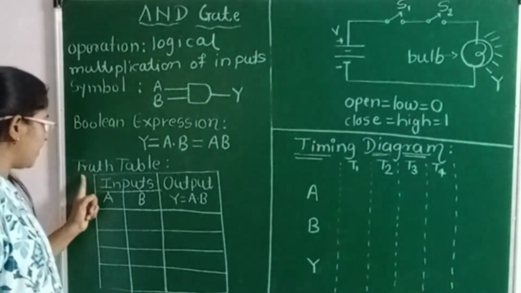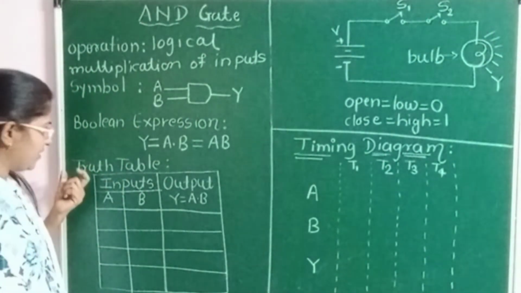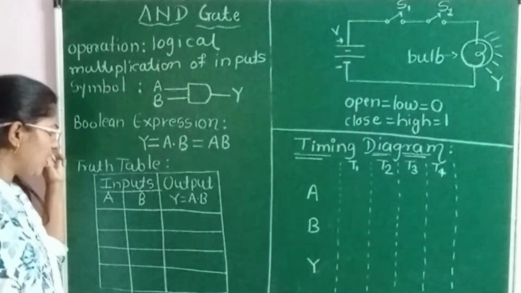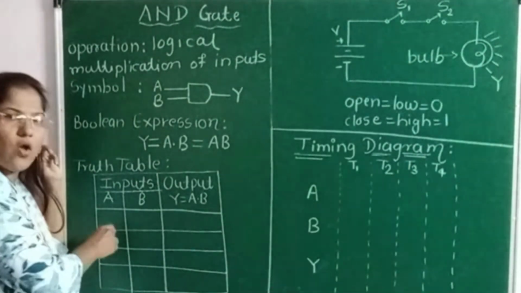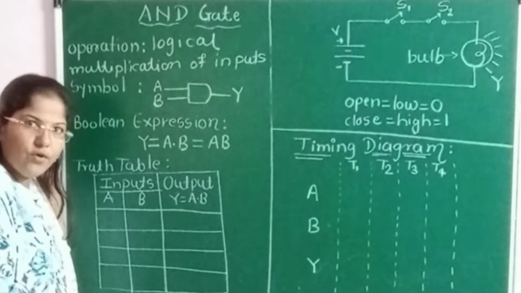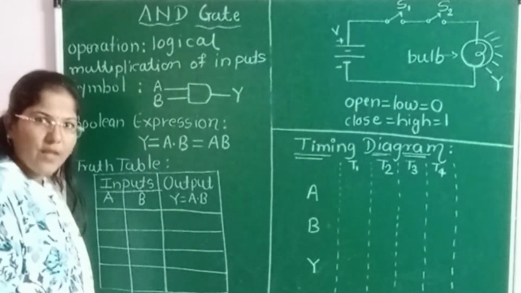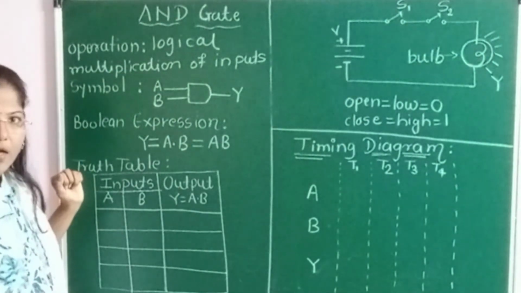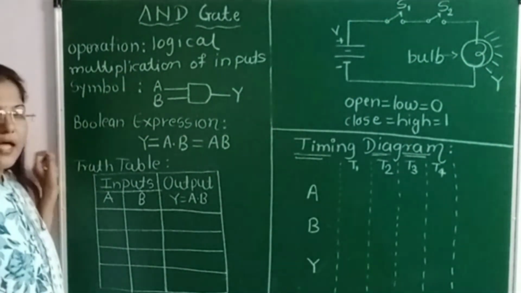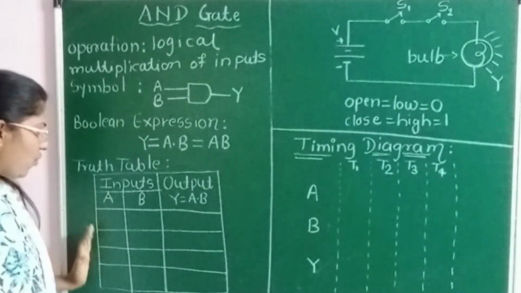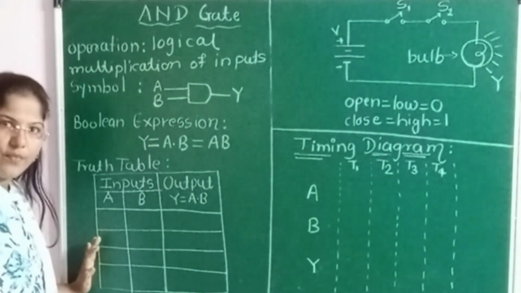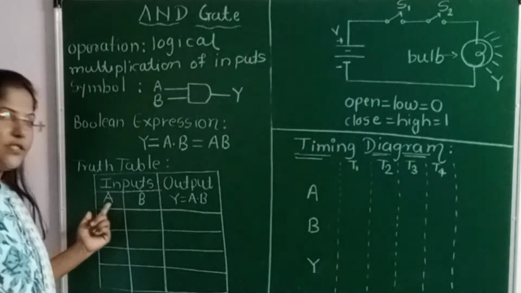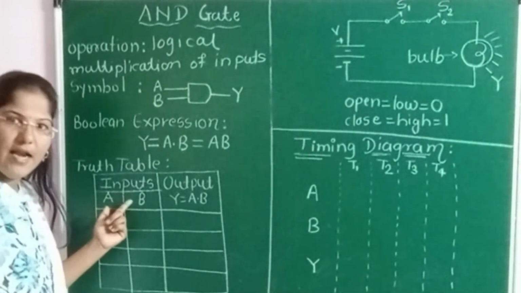Now the next one is the truth table. What is a truth table? A truth table tells us all the values of the input, or all the possibilities of the input, and the corresponding output. Now here only two inputs are there, so as two inputs are there, there are four possibilities of the input. Two inputs A and B. So what are the possibilities of the values of A and B?